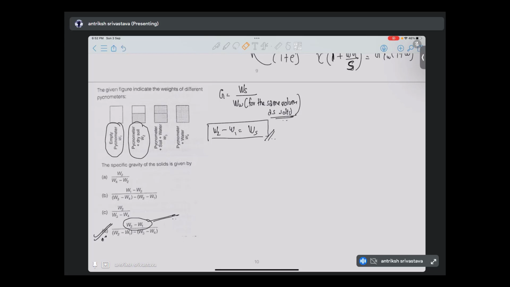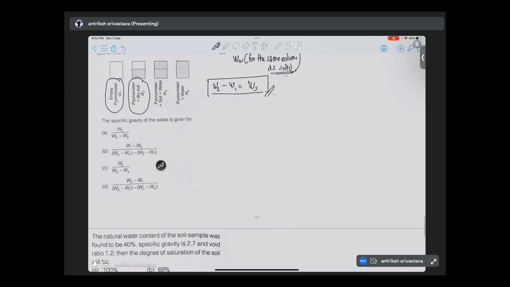But what if, Ajay, I were to give you this option? Then you will be confused, right? Then we have to check the denominator also. Yes.